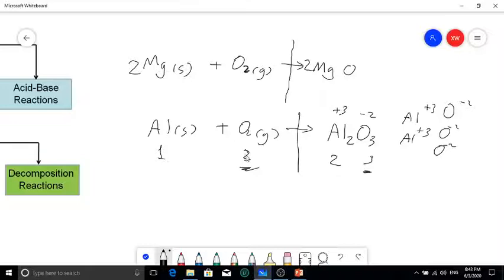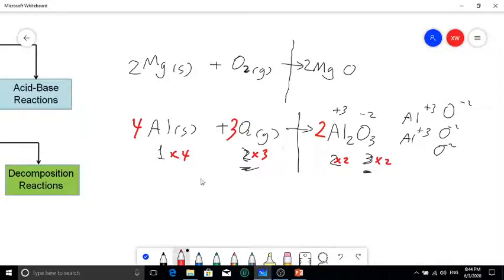Now, in order to balance between 2 oxygens and 3 oxygens here, I better make them both into 6. By making them 6, I need to put a big number 3 in front here instead of changing this to 6. And in order to change this to 6, I need to put a big 2 in front, so now I have 6 oxygens and 6 oxygens. Whereas aluminum now is 4 over here, so I'm going to put a 4 here. So now everything is balanced for this one.